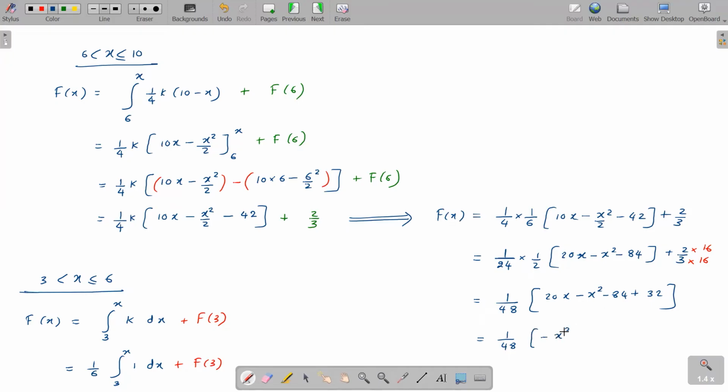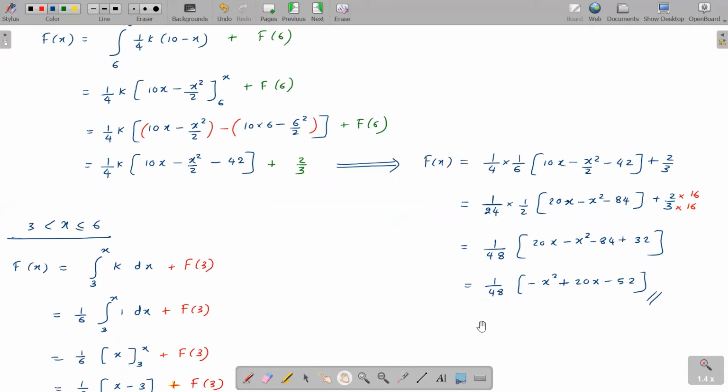Minus x square, I'll rearrange, plus 20x. Minus 84 plus 32 is minus 52. That's it. So now I have added the previous area and this capital Fx. Basically, if I use any x value between 6 and 10, say I use F8, this gives me what? Only the area from 6 to 8? No, I have added the behind area. So this gives me the area from 1 to 8. Okay, so this is the capital Fx.